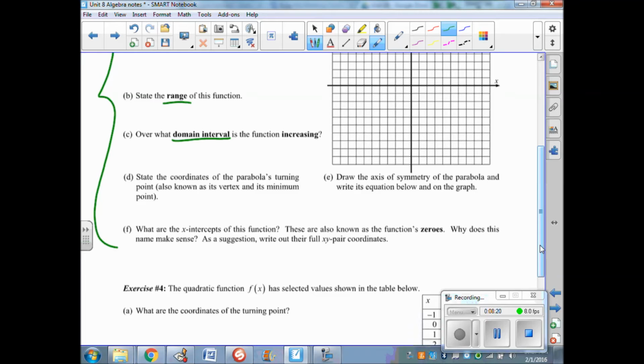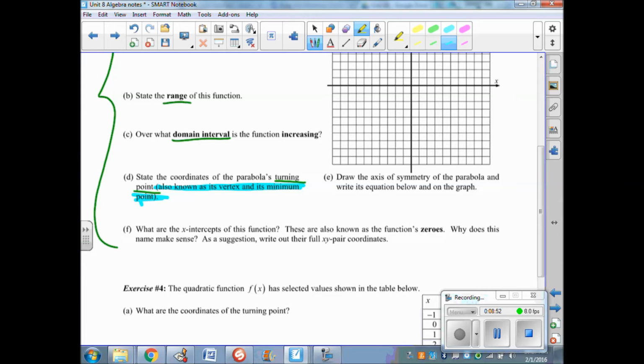So right here, part D, it says, state the coordinates of the parabola's turning point. Okay, this is also known as the vertex, and it's also a minimum point. So turning point, vertex, minimum, they all mean the same thing.